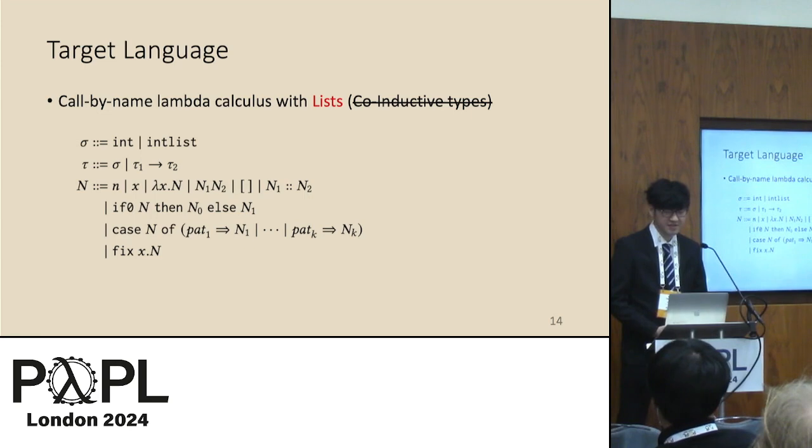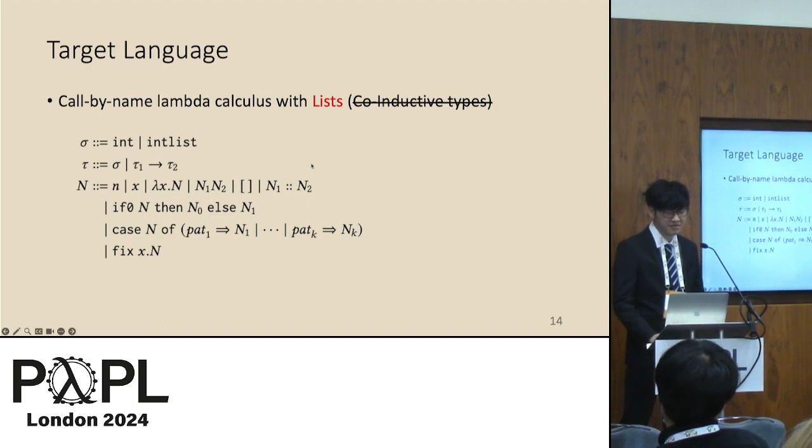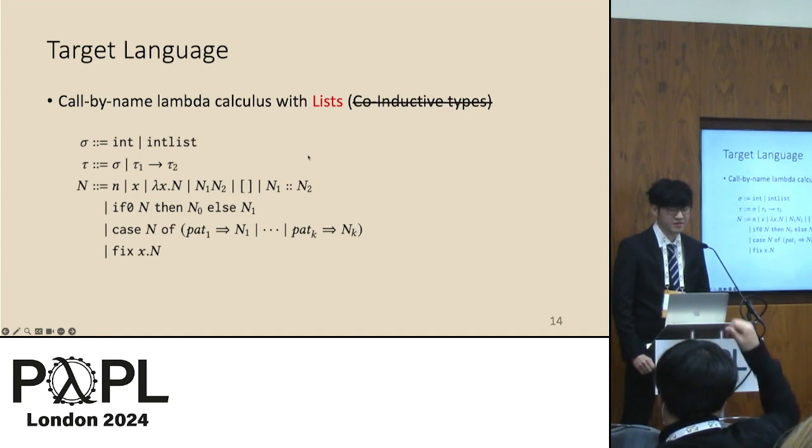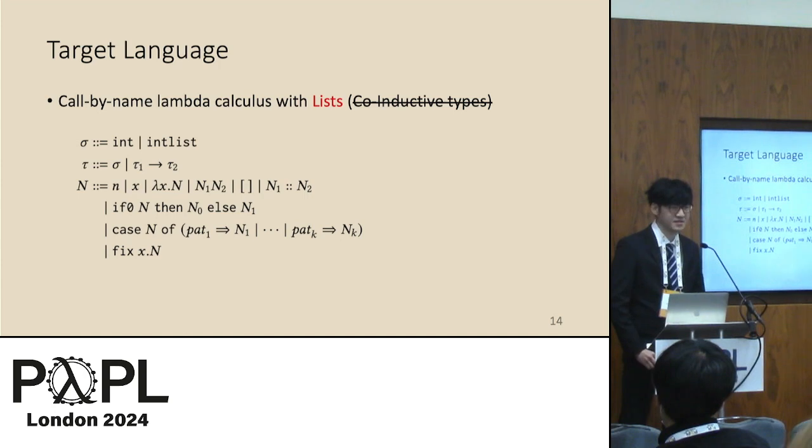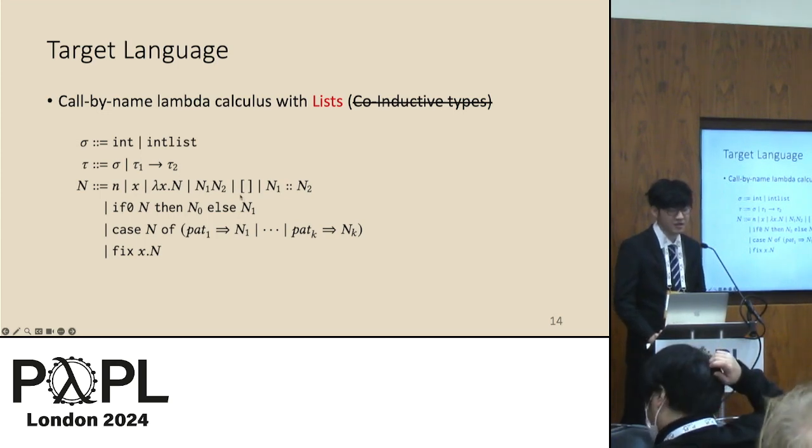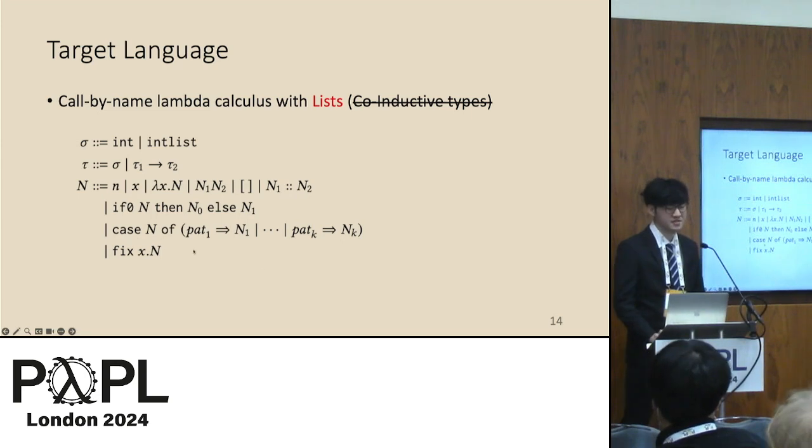The target language for our reduction from productivity to termination is also call-by-name lambda calculus, but it doesn't contain co-inductive data because they are translated into functions. Instead, the target language has primitives on integer lists so that we can express paths. The terms of the target language contain primitives on integer lists such as nil, cons, and pattern matching on lists.